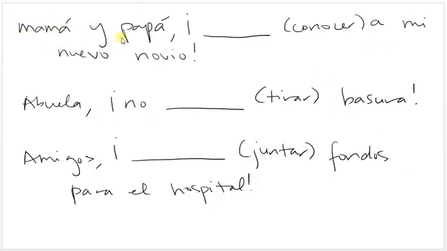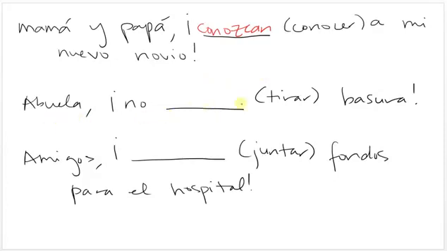Really quick practice. Mom and Dad, meet my new boyfriend. So I'm talking to more than one person, which means it's going to be an ustedes command. So I need to go to the yo, which is conozco, drop the o and add the opposite ending, which is an a, and I have to make it plural. So conozcan a mi nuevo novio.